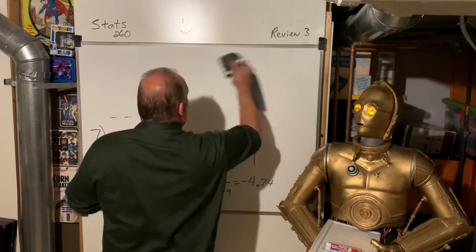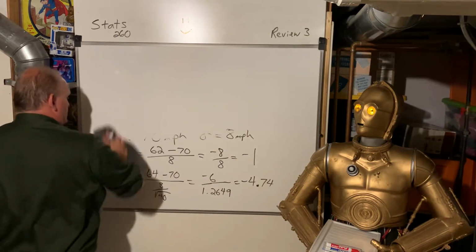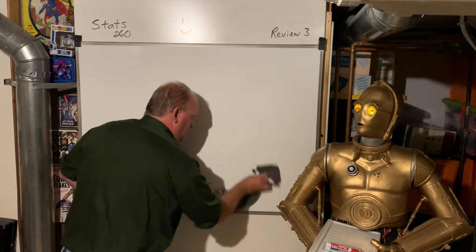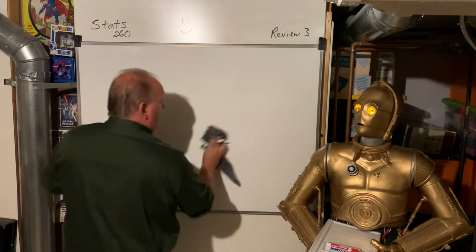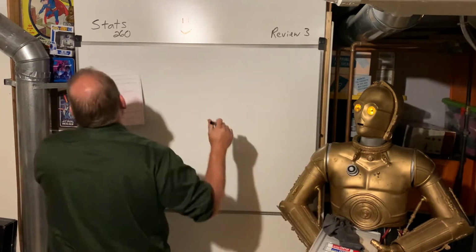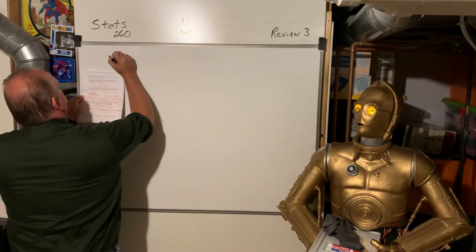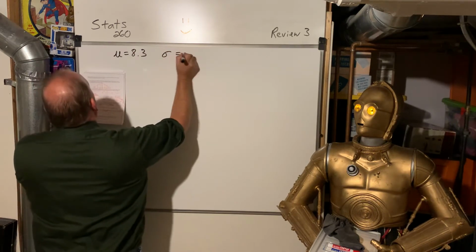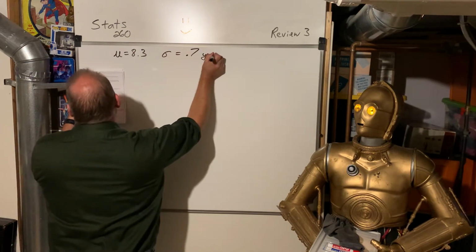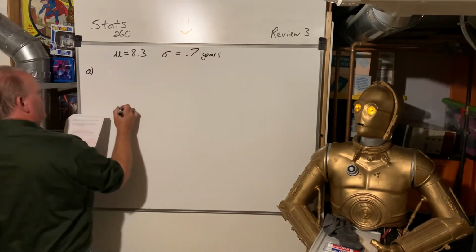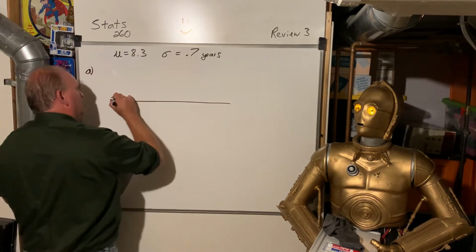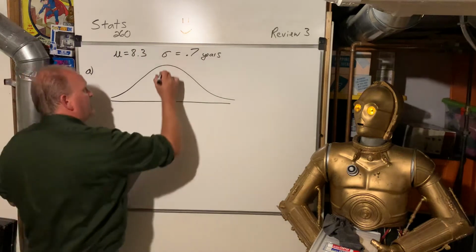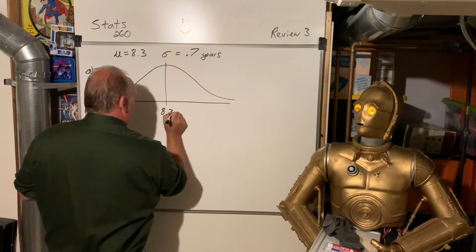And so here we're talking about how old cars are in the US. They're giving us a population average of 8.3 years. So that's mu. And then a standard deviation of 0.7 years. Now they want us to draw and label a standard normal curve with all of the actual information in it, okay? So 8.3 goes here.